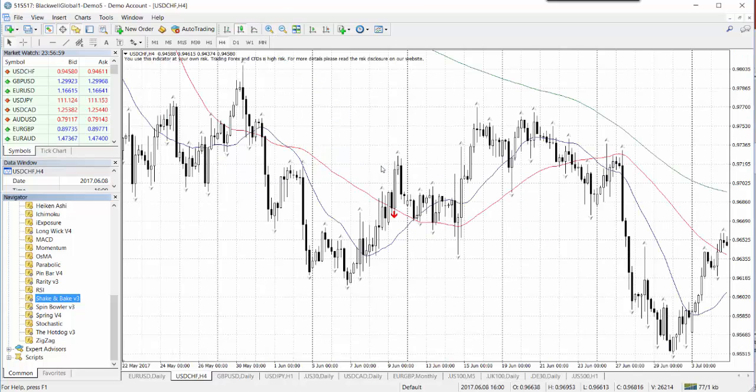So how does that pattern start? Well, the pattern starts with a tall white candle that sets off the pattern. Then we're looking for the next candle to be a small black candle which has a higher close. The third candle is small and can be either white or black. It can be either bullish or bearish. And the fourth candle is a small black candle.